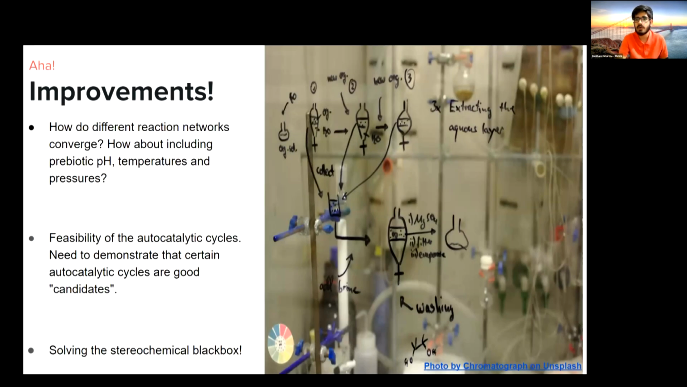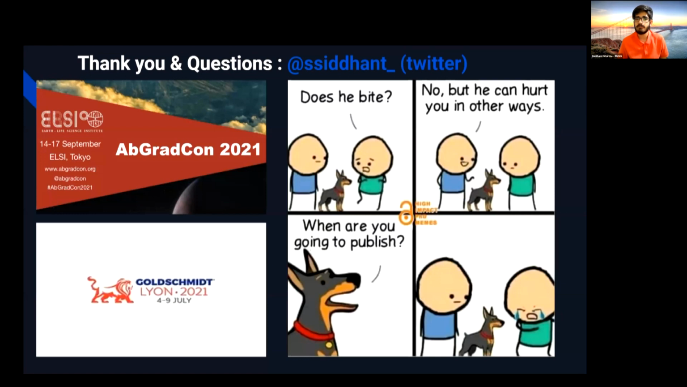Now, just the improvements. How could we improve? We took out the thermodynamic parameters. We used group contribution methods as compared to DFT, which are a lot less semi-empirical. How do different reaction networks converge? How do different prebiotic pH, temperatures, and pressures matter? We never took that into account, and we would love to take it into account in the future. Feasibility of autocatalytic cycles: how many of them are actually good candidates? And solving the stereochemical black box. I never talked about how we employed stereochemistry, because modeling stereochemistry theoretically is a very tedious process. So that brings me to the end of my talk.